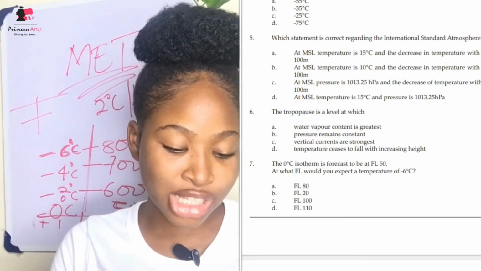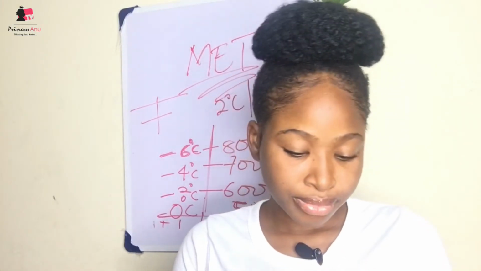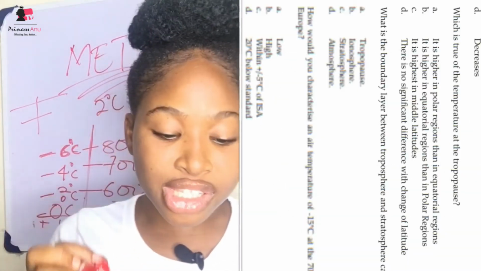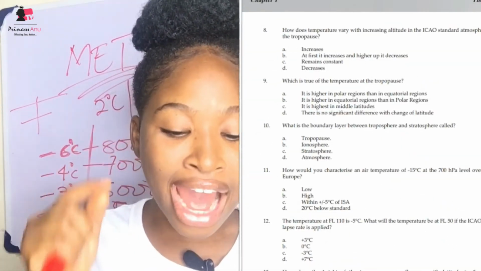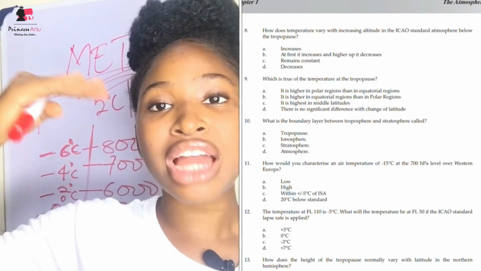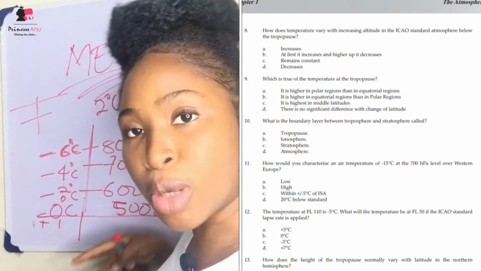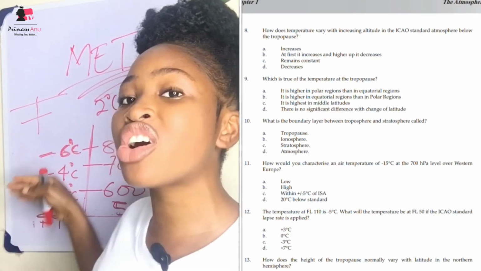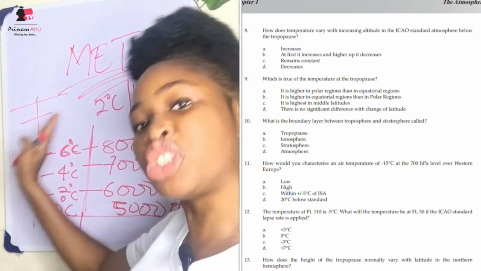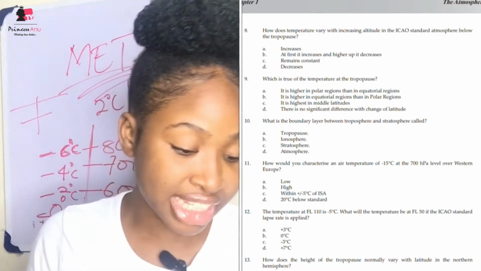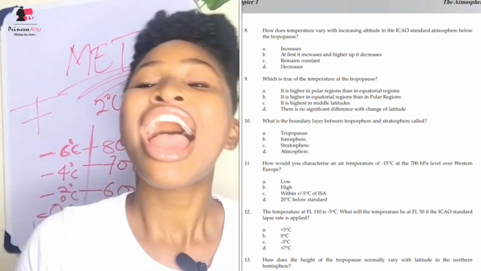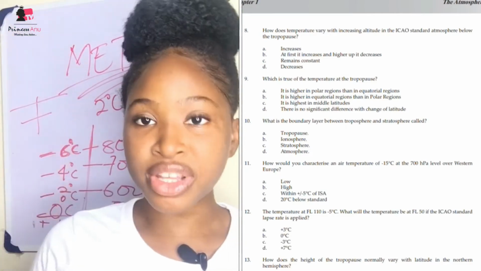Let's move over to the next question, number 8. Number 8 question reads, how does temperature vary with increasing altitude in the ICAO standard atmosphere below the tropopause? We talked about the fact that when you keep going higher, temperature decreases below the tropopause, and when you pass that tropopause, it remains constant to a certain level before it changes again, which I said we are going to be talking about maybe later. But now let's answer this question based on the information given to us. How does temperature vary with increasing altitude? As you go higher, temperature decreases, it gets colder.